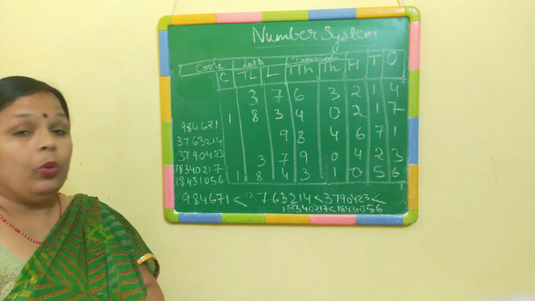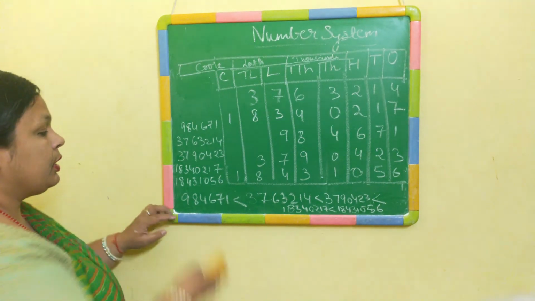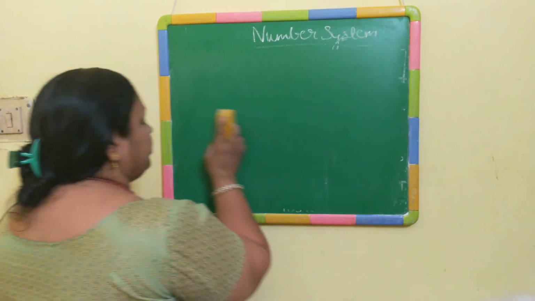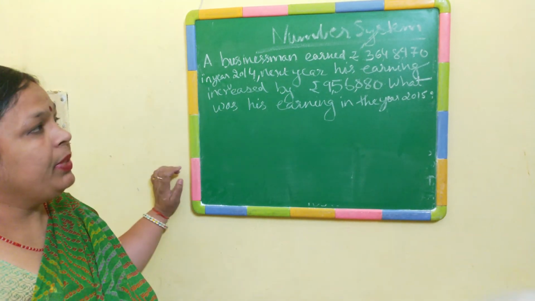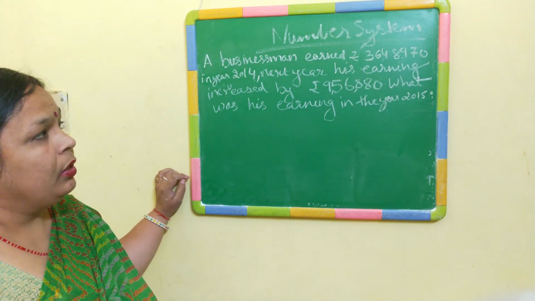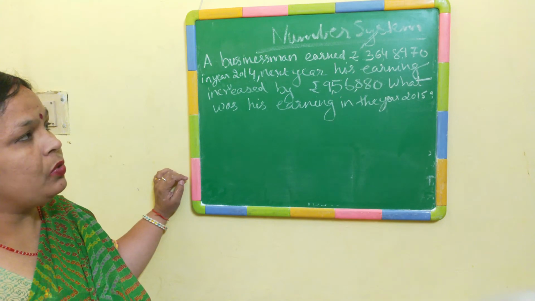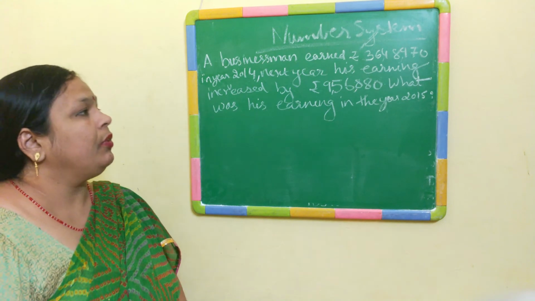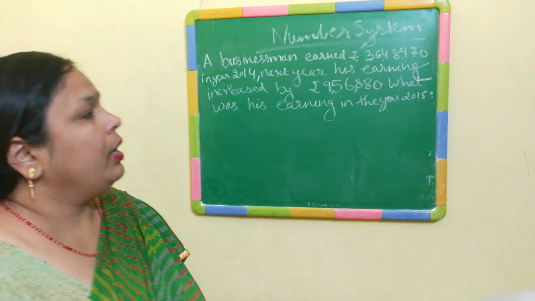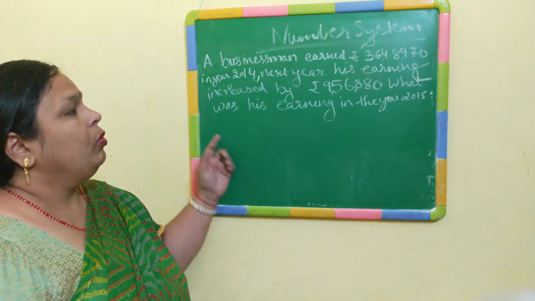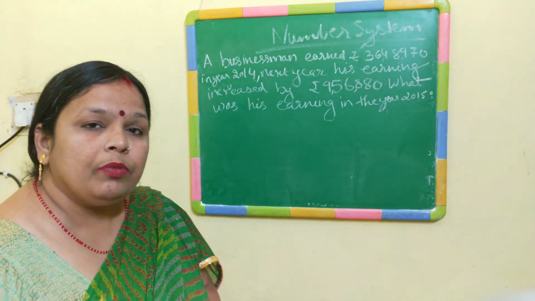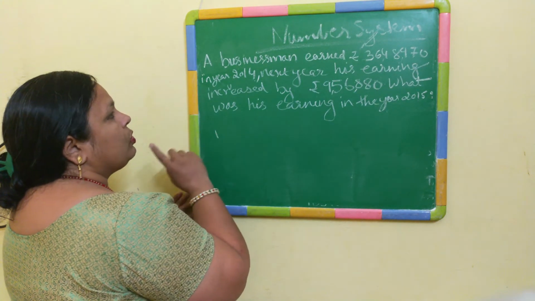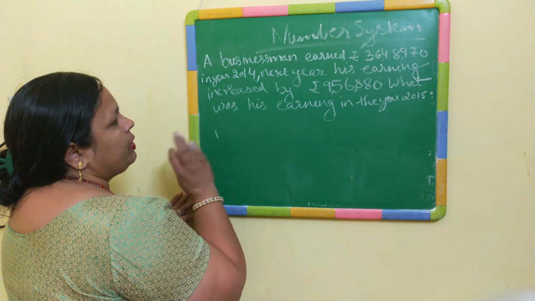Okay. Now we'll take one word problem as an example. So the word problem example. A businessman earned rupees 36 lakhs 48,970 in the year 2014. Next year his earning increased by 9,56,880. What was his earning in the year 2015? So the solution will be, what will be the solution? A businessman earned rupees this much.